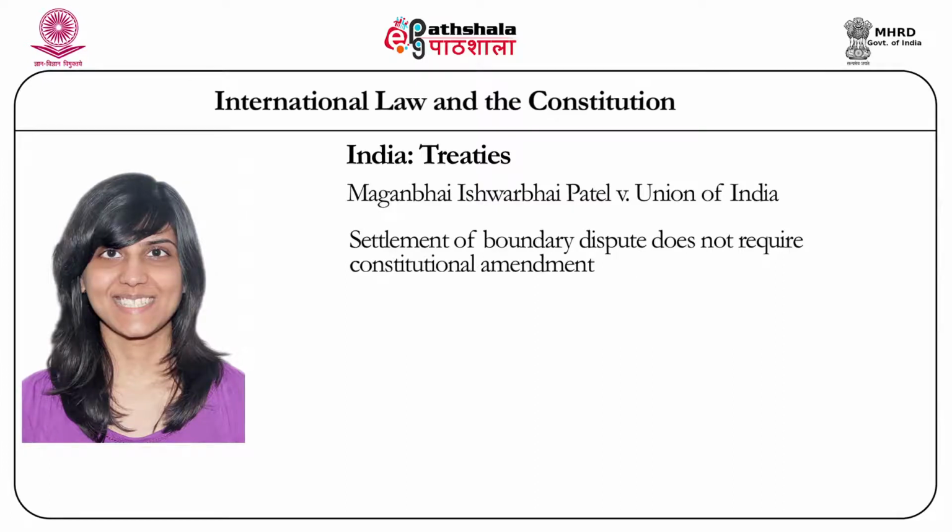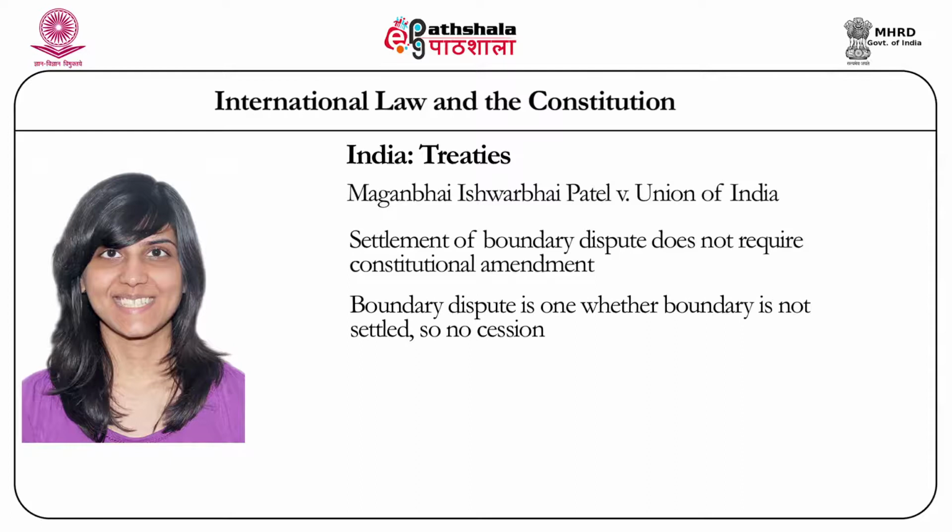In the case of cession of territory, the existing border is clear but is redrawn to alienate territory to another state. In the case of a boundary dispute, the exact location of the border itself is in question. So there is no question of the alienation of territory since the territory was never agreed on in the first place. While the alienation of territory requires a constitutional amendment, the settlement of a boundary dispute does not.